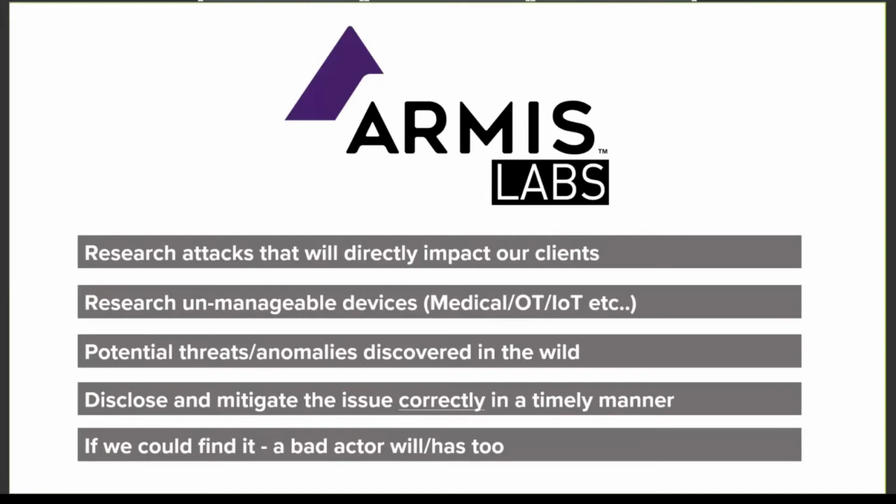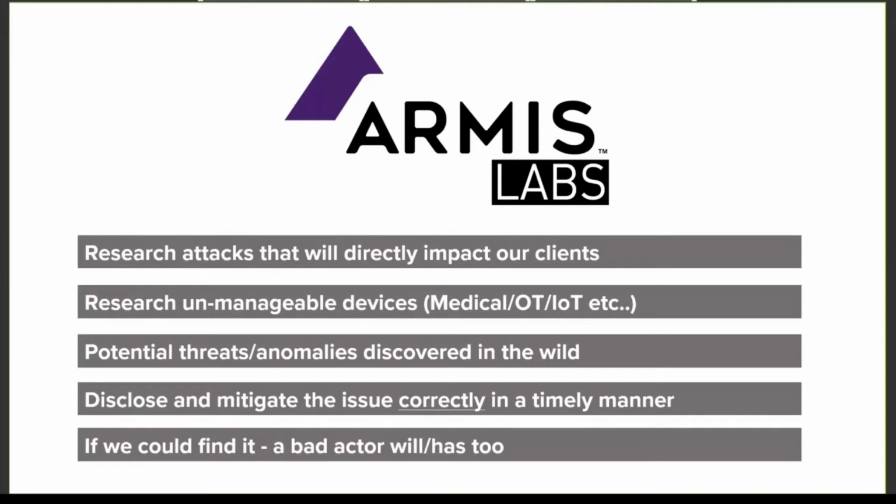And we also research potential threats and anomalies we discover in the wild using the ARMIS platform. Obviously, if we find an attack, it's our job to understand exactly what happened and how we can prevent it in the next encounter.